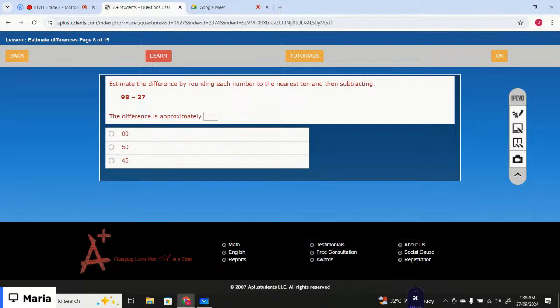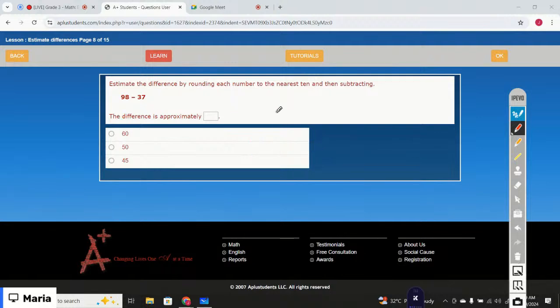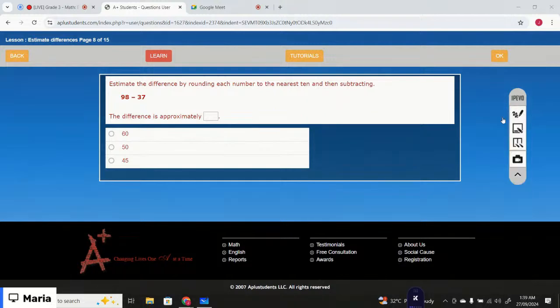98 minus 37 equals, that is 100 minus 40, right? 98 is rounded off to 100 and 37 is rounded off to 40. So the correct option is 60. The correct option is option number 1, that is 60.